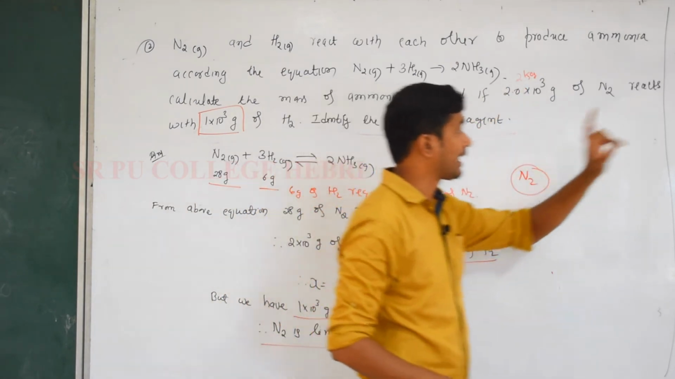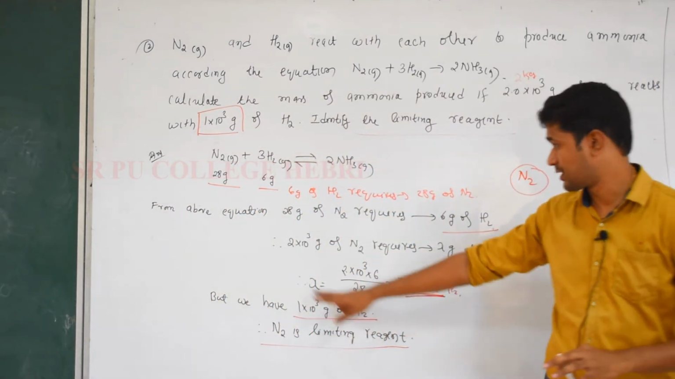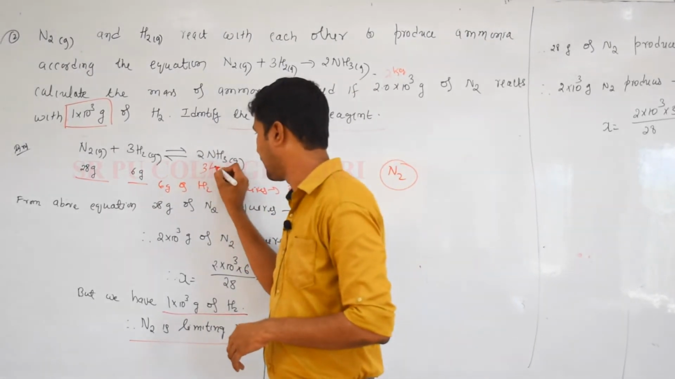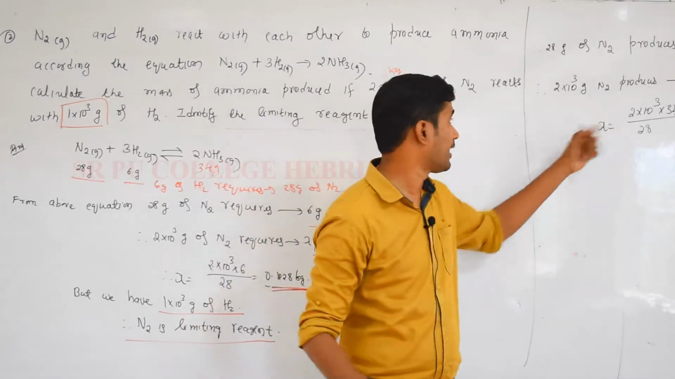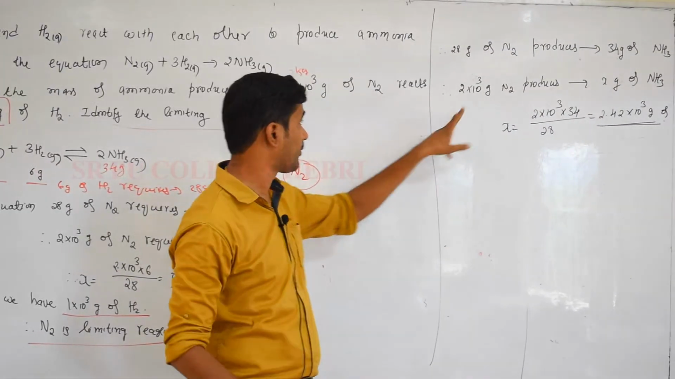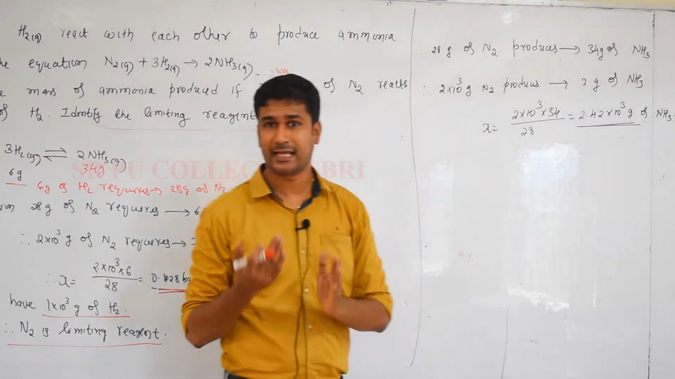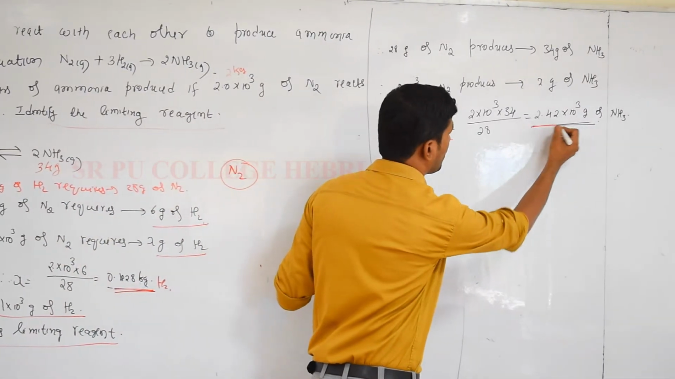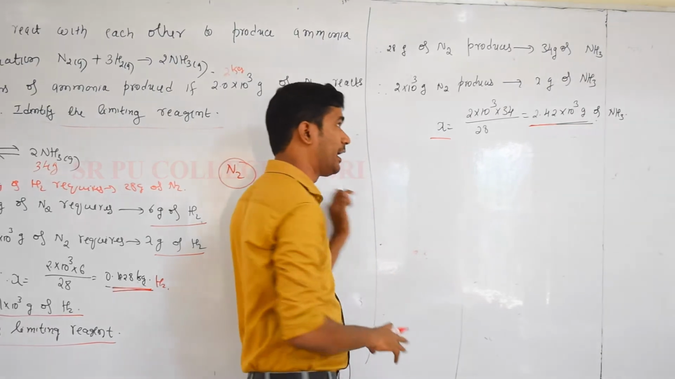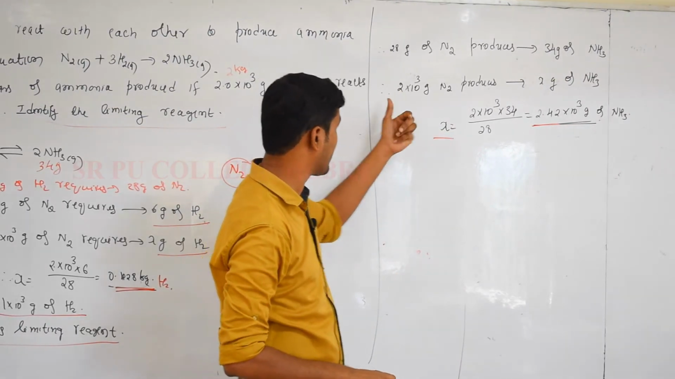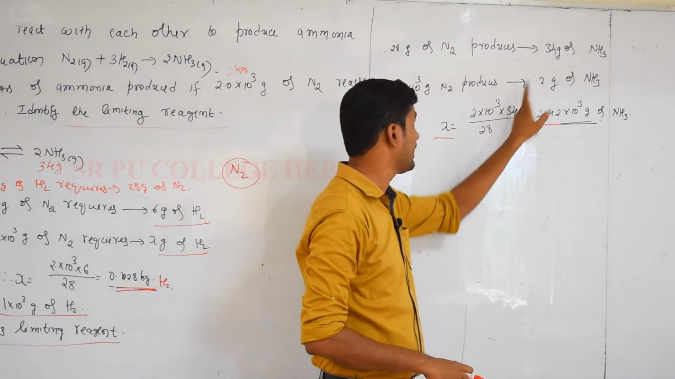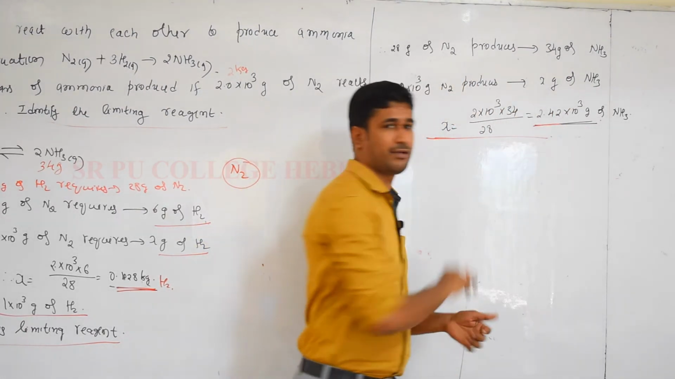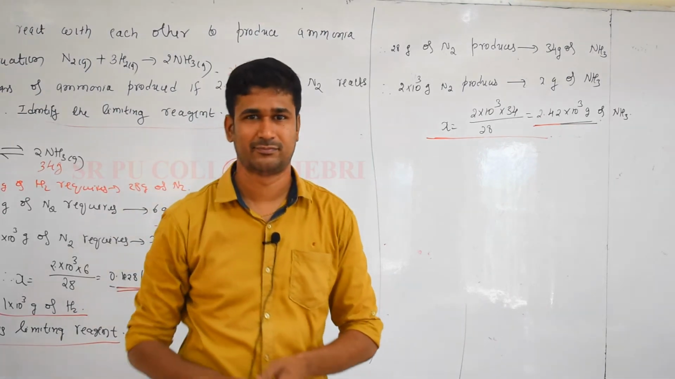So here I can write, look at this, 28 gram of N2 produces 34 gram of ammonia. Therefore 2 into 10 to the power of 3 gram of N2 produces x gram of ammonia. You find the value of x, that will be equal to 2.42 into 10 to the power of 3 gram. So just simple cross multiplication it is. 2 into 10 to the power of 3 into 34 divided by 28. Understood? So this is about question number 2. Thank you.